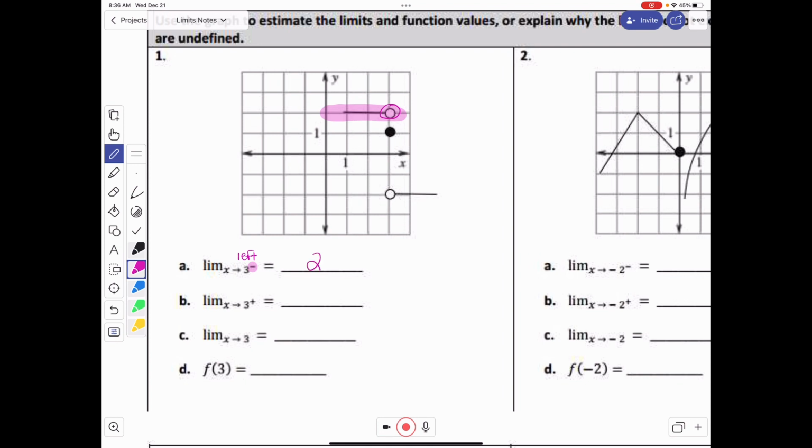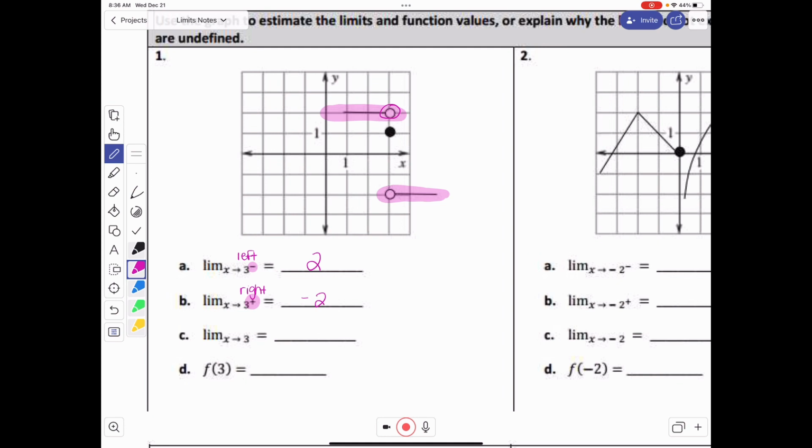All right, so on B, right here, is as x approaches 3 from the right. So down here, this graph exists. There's a part of the graph that exists as you approach it from the right. So the y value down here is -2.